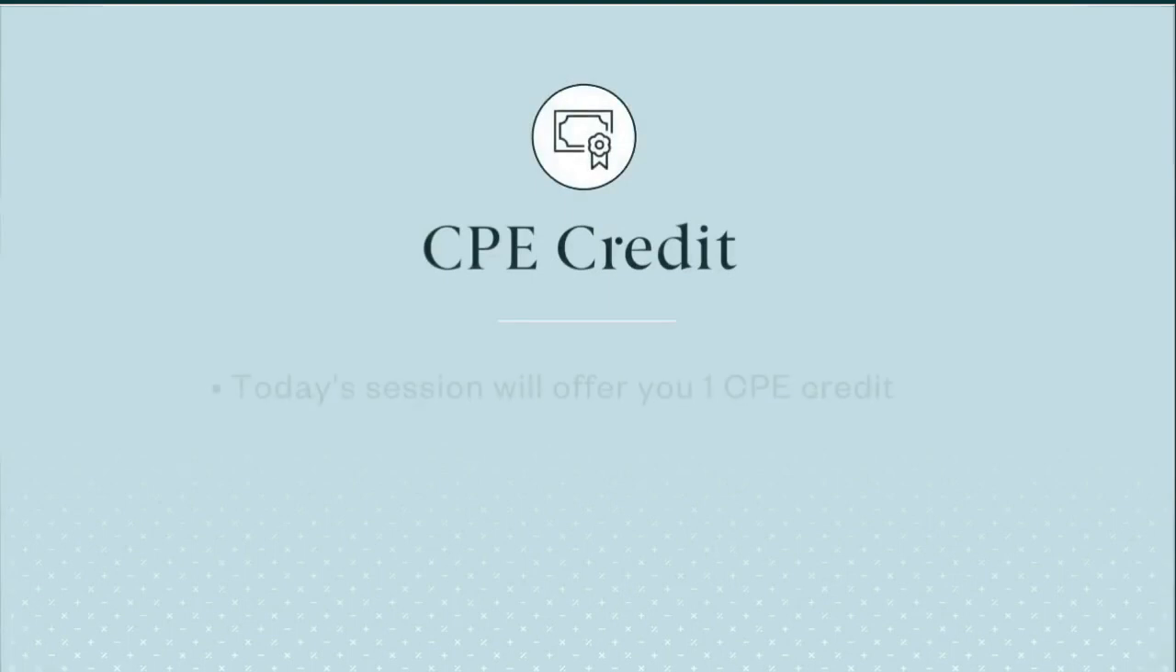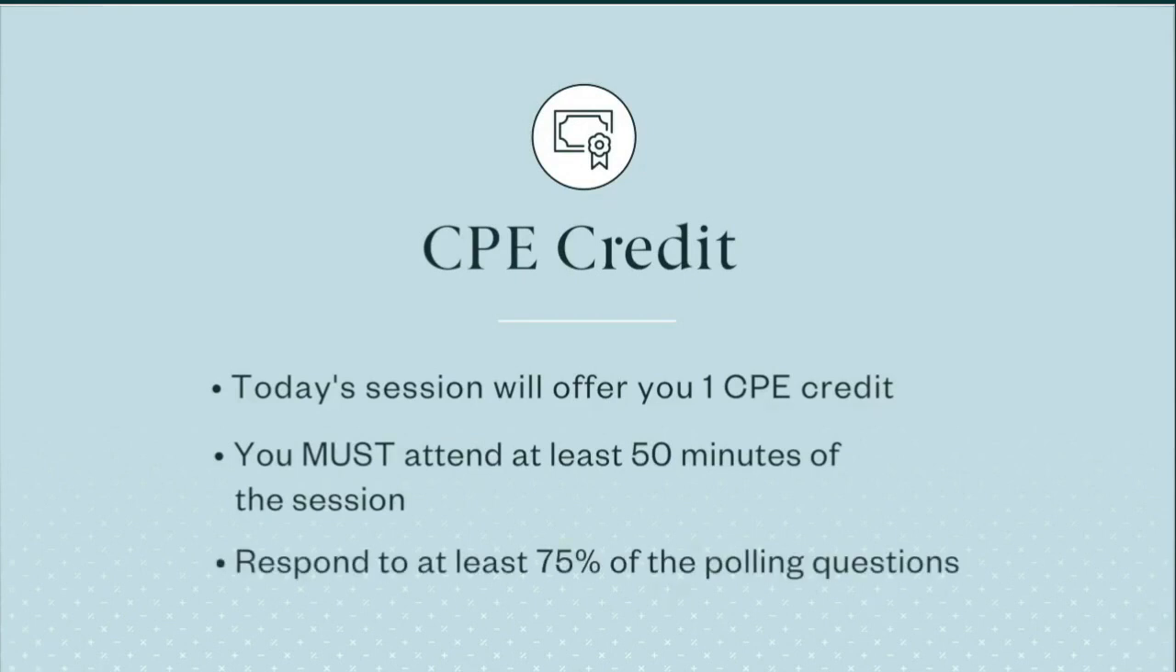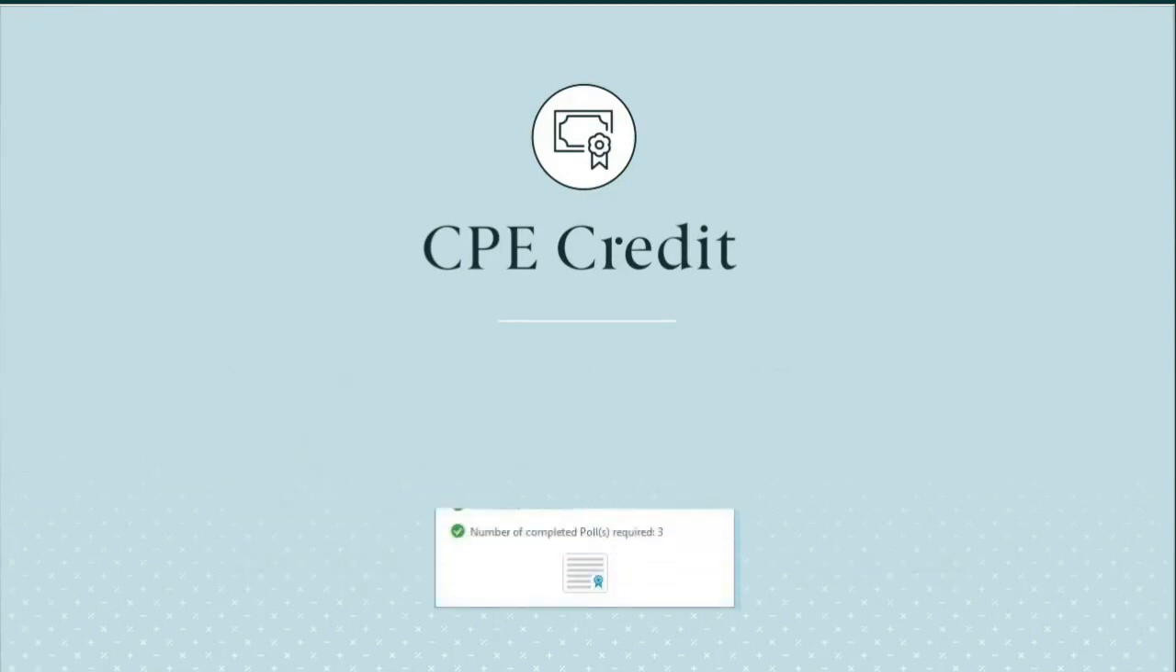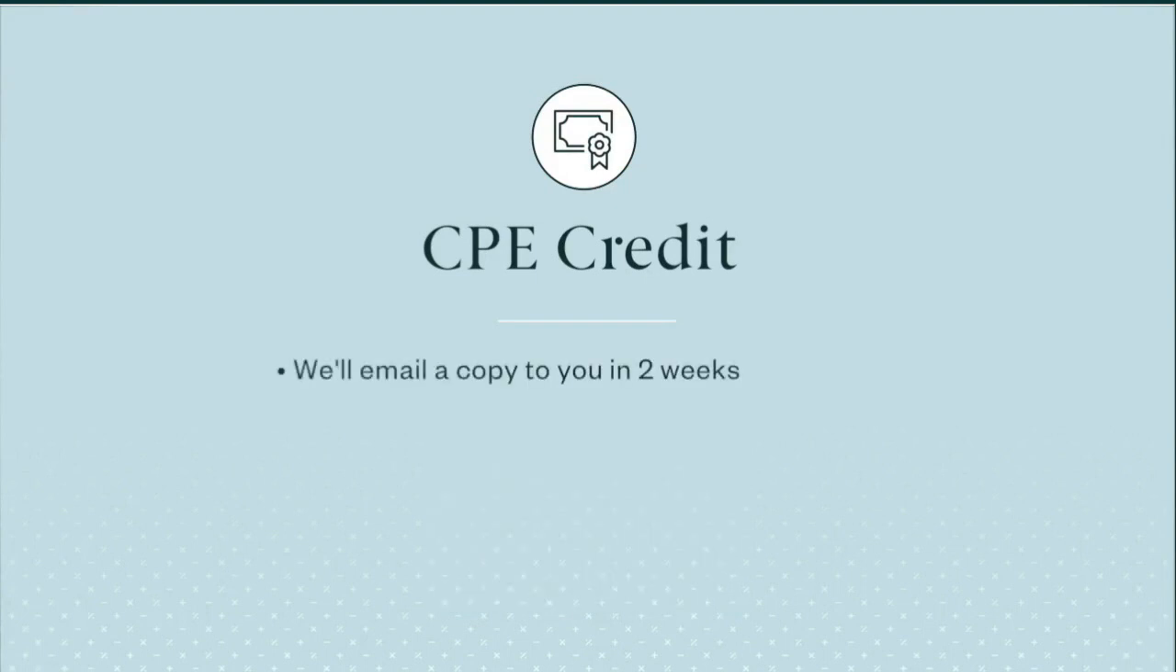Today's session will offer you 1 CPE credit. To receive credit, you must meet the requirements as specified by the National Association of State Boards of Accountancy. You must attend at least 50 minutes of the session and respond to at least 75% of the polling questions, which we'll ask throughout today's presentation. To respond to a poll, click the button next to your answer. We'll track your progress and alert you when you've earned CPE credit. You can then click the certificate icon in the CPE Progress widget to open a PDF file that you can save to your computer. Don't worry if you can't download your PDF certificate today. We'll email a copy to you in 2 weeks.